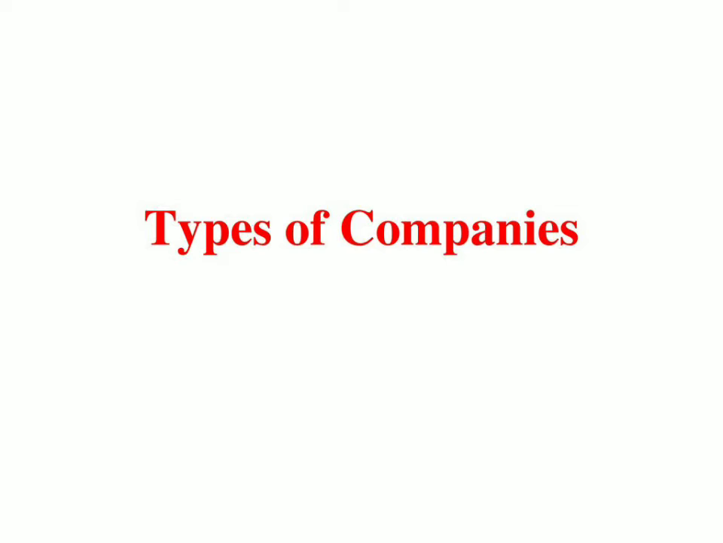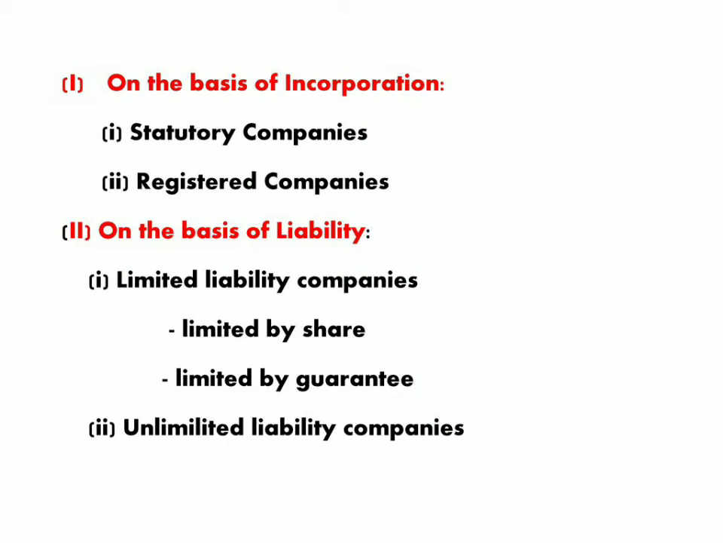Types of companies. There are 17 types of companies. Discuss in detail. On the basis of incorporation, there are 2 types of companies. One is statutory companies and the other one is registered companies.